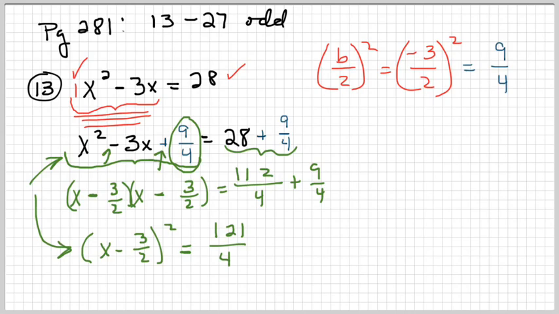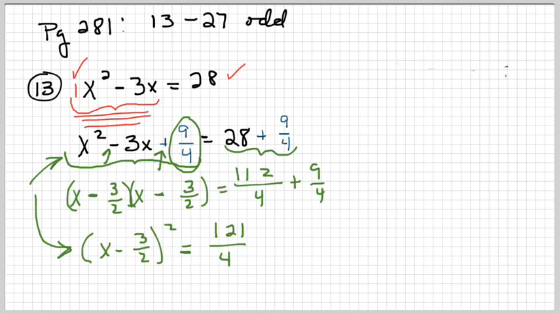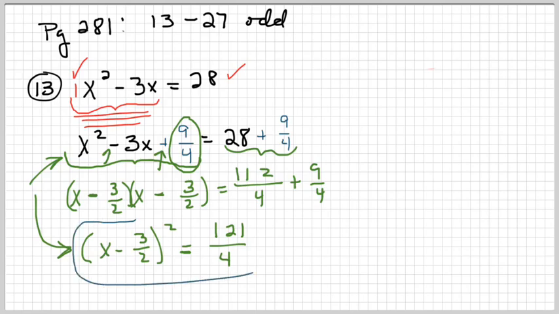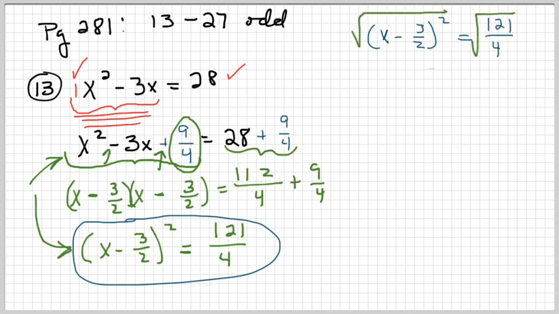At that point I can solve the equation by taking the square root of both sides. Let me rewrite it up here: x minus 3 over 2 squared equals 121/4. We square root both sides. On the left-hand side, that eliminates the squared. On the right-hand side, when we square root, we get plus or minus 11/2.